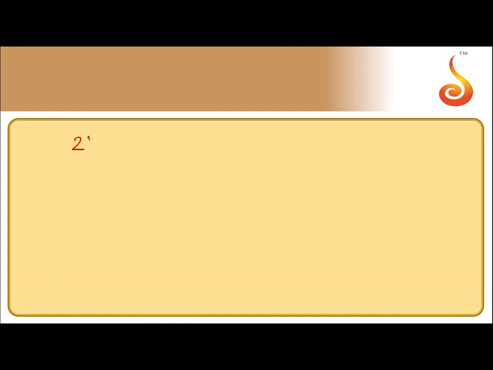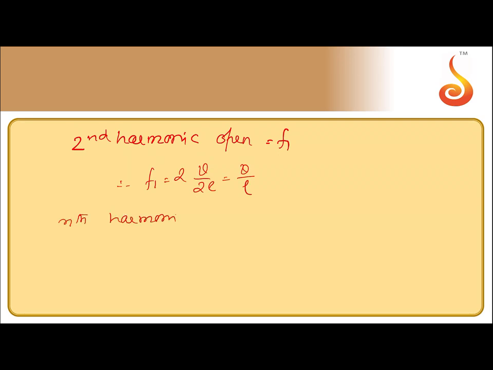Now the second harmonic of the open pipe is F1. So F1 is equal to 2 times V by 2L, or V divided by L. The nth harmonic of the closed pipe is F2. That is N times V by 4L is equal to F2. N is equal to 1, 3, 5, etc. Only odd harmonics are generated.